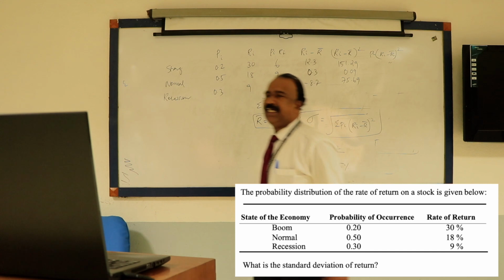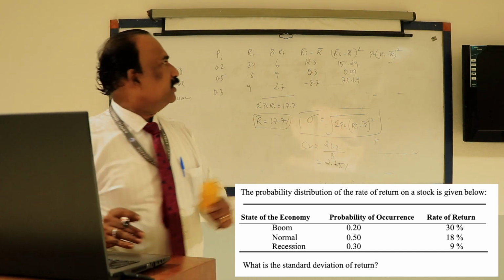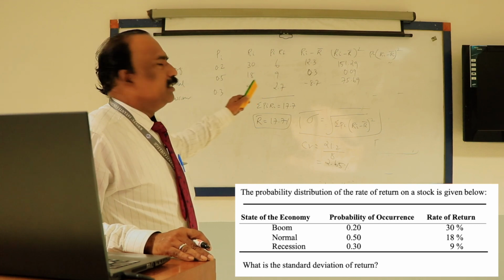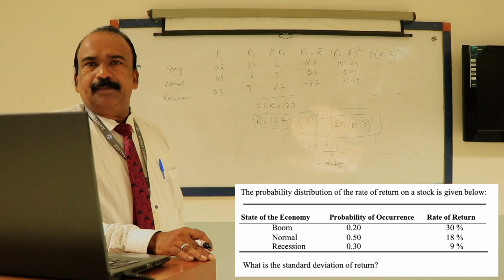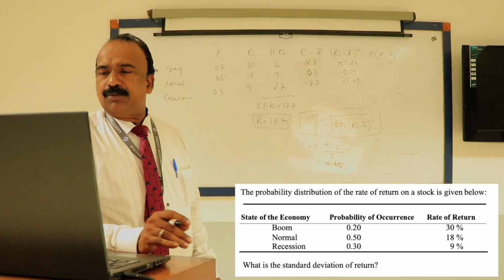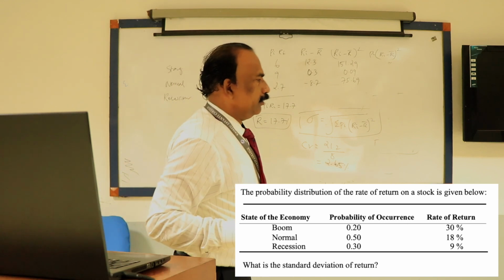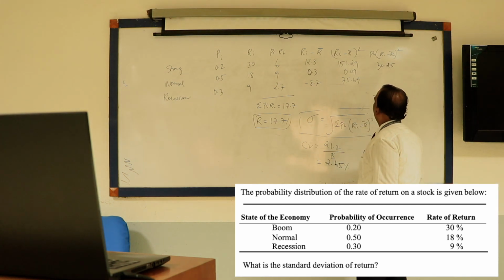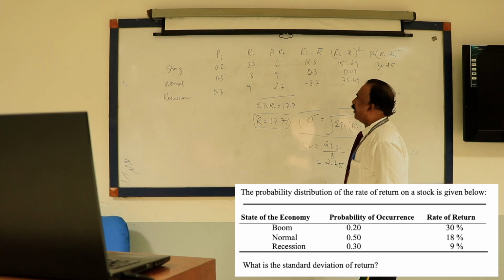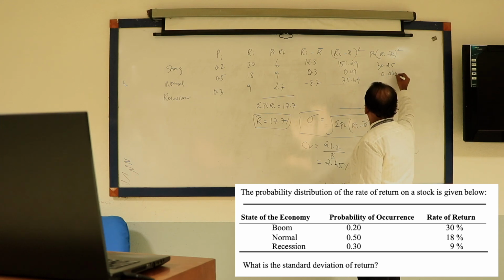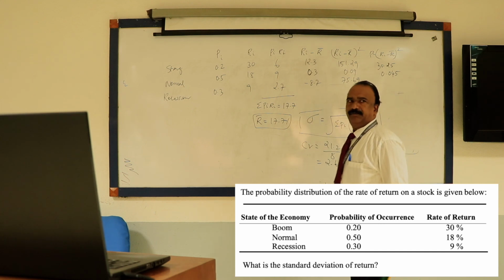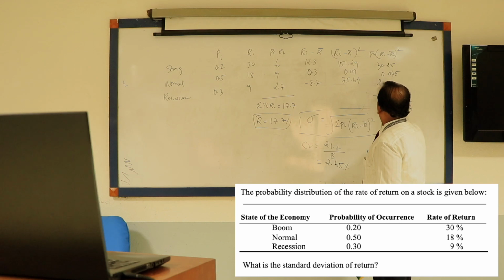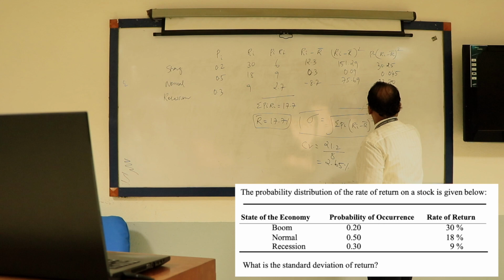Now multiply with the probability, this is the extra step that we have. 151.29 into 0.2 is 30.25. 0.09 into 0.5 is 0.045. 75.69 into 0.3 is 22.70. Then get the summation.